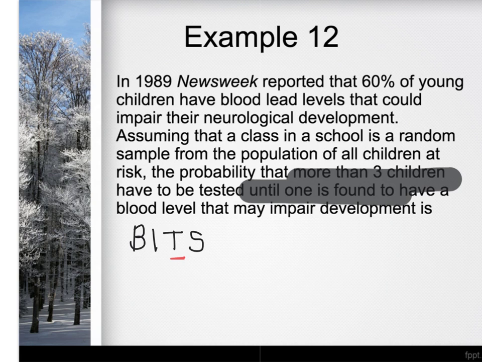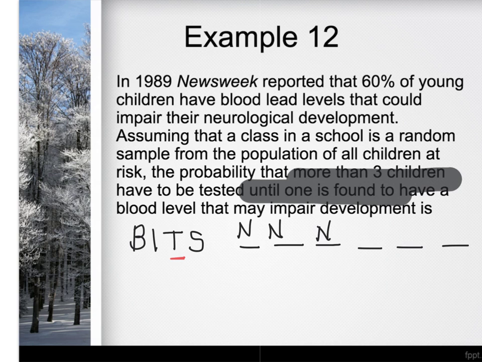Assuming that a class in a school is a random sample from the population of all children at risk, the probability that more than 3 have to be tested. Well, that means that the first 3, because it said more than 3, did not have blood levels that may impair development. But sometime thereafter, the 4th or the 5th and so on child did have blood levels that impaired neurological development.